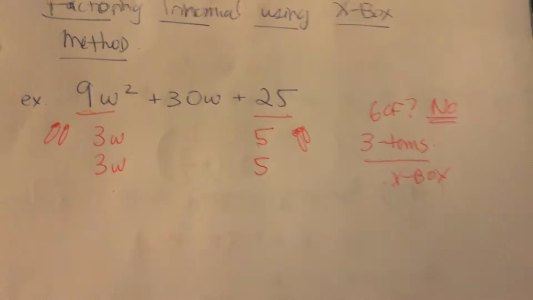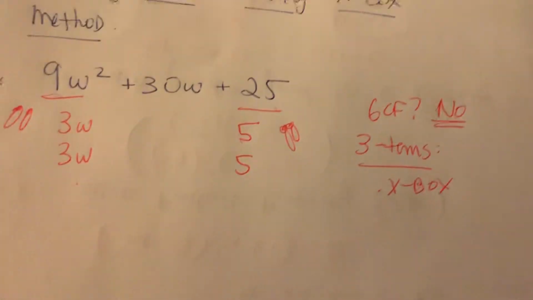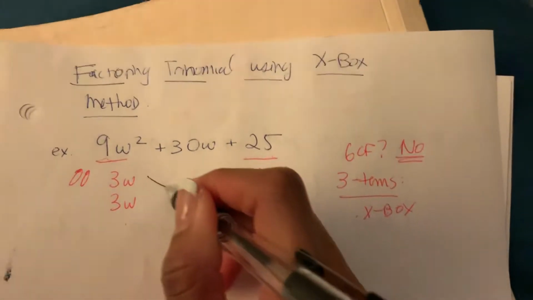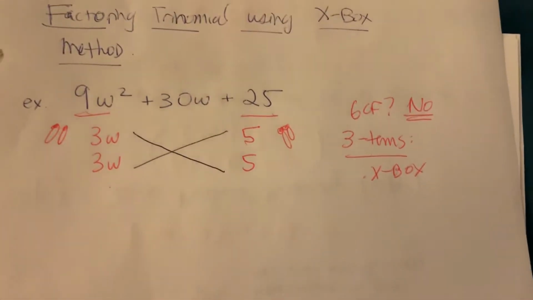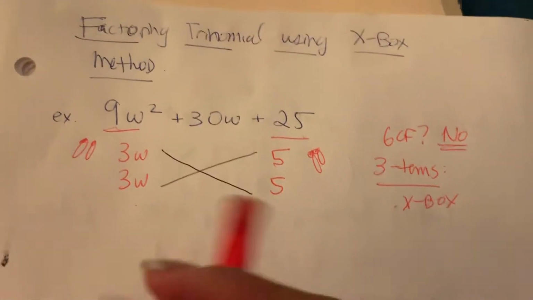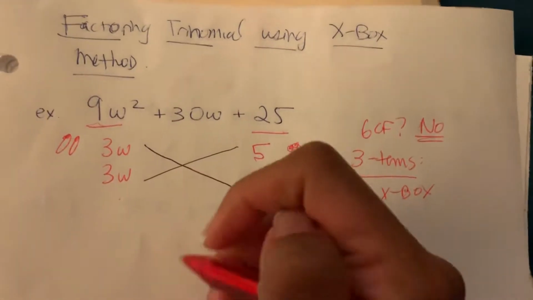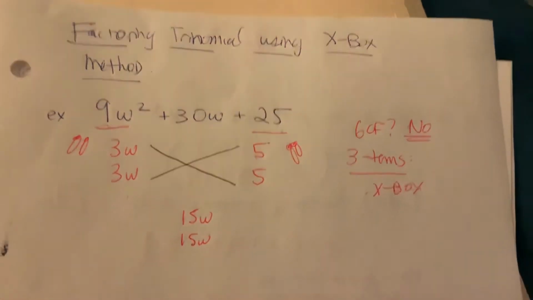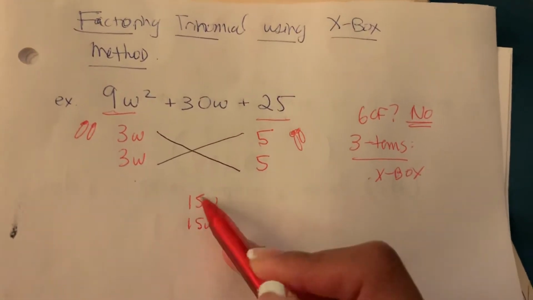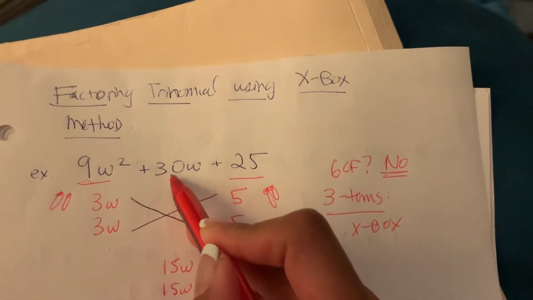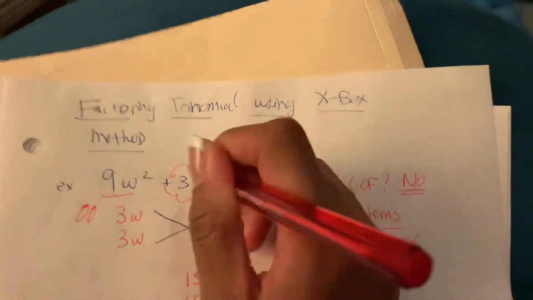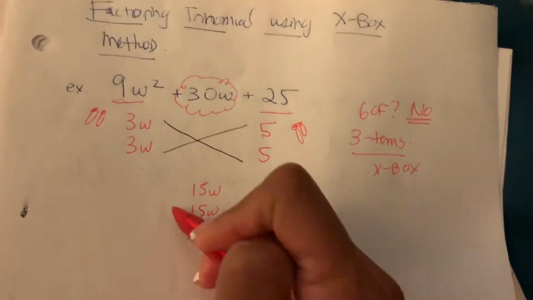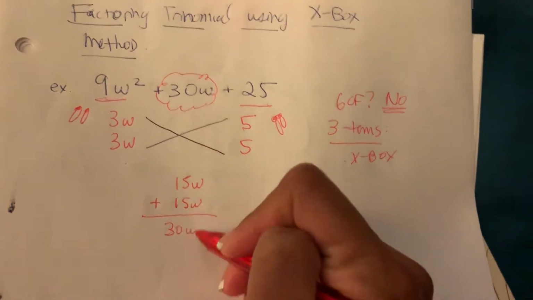And after I choose 5 and 5, I'm going to do what we call the X part. So it's called Xbox for a reason. Now I'm going to draw an X. When I draw an X, that means I'm going to cross multiply. So when I cross multiply, I get 3w times 5, which is 15w. 3w times 5, again, is 15w. And I ask myself, can I add or subtract these to give me the middle term? So here's the middle term, 30w. Can I add or subtract these terms to get me 30w? And the answer is yes, I can add these, and this will give me 30w.